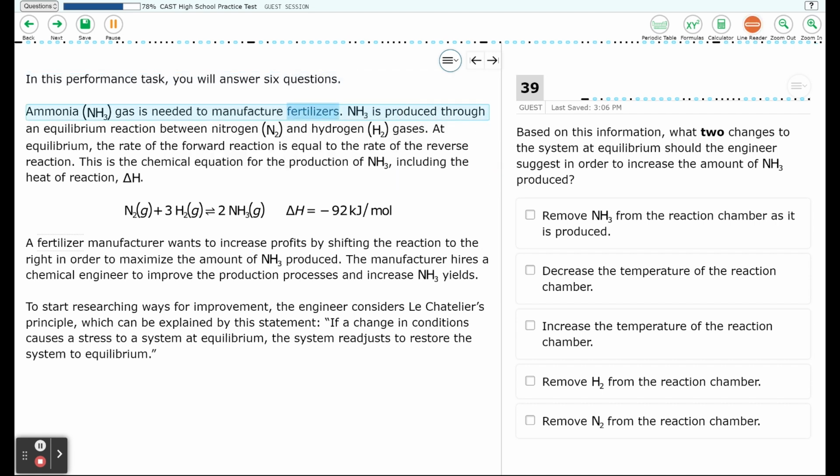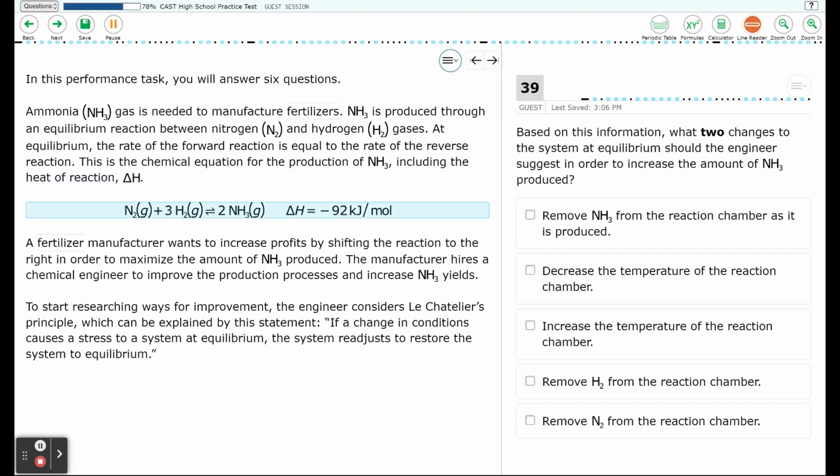Ammonia, NH3 gas, is needed to manufacture fertilizers. NH3 is produced through an equilibrium reaction between nitrogen, N2, and hydrogen, H2 gases. At equilibrium, the rate of the forward reaction is equal to the rate of the reverse reaction. This is the chemical equation for the production of NH3, including the heat of reaction, delta H.